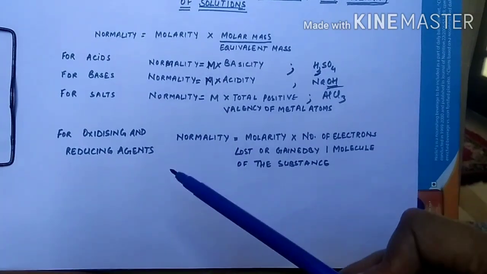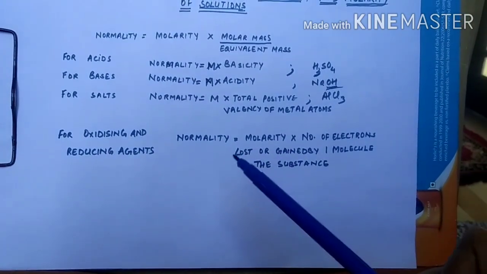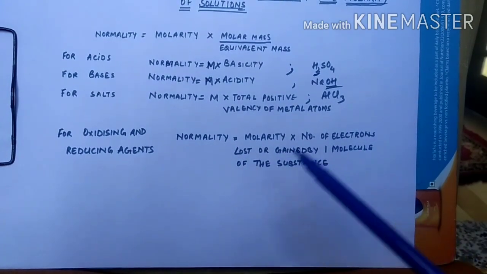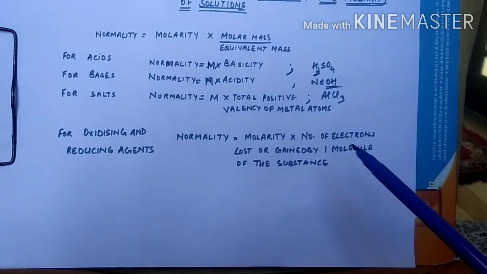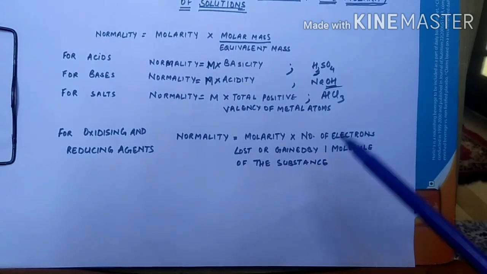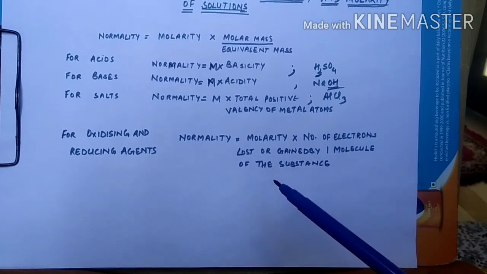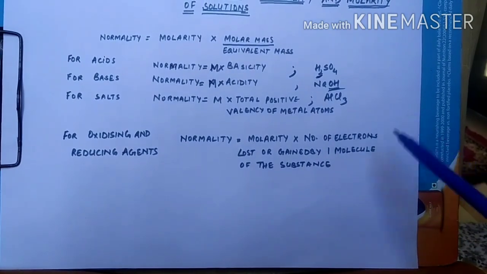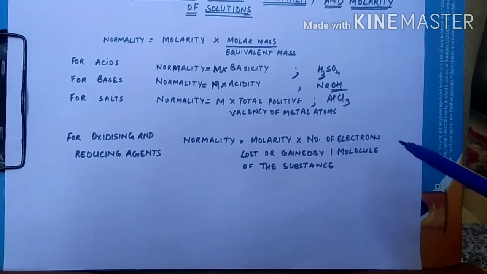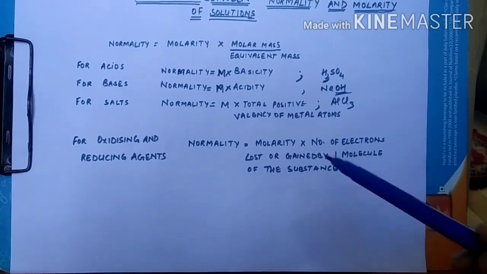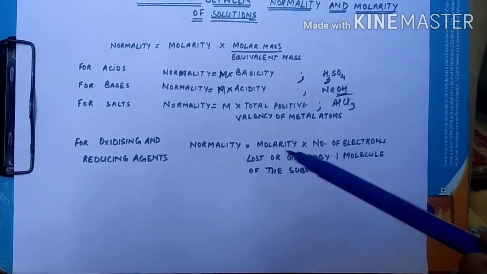For oxidizing and reducing agents, normality will be molarity into number of electrons lost or gained by one molecule of the substance. For example, if KMnO4 is oxidizing agent and one molecule of KMnO4 gives 5 electrons, then we multiply it with 5 to get the normality.